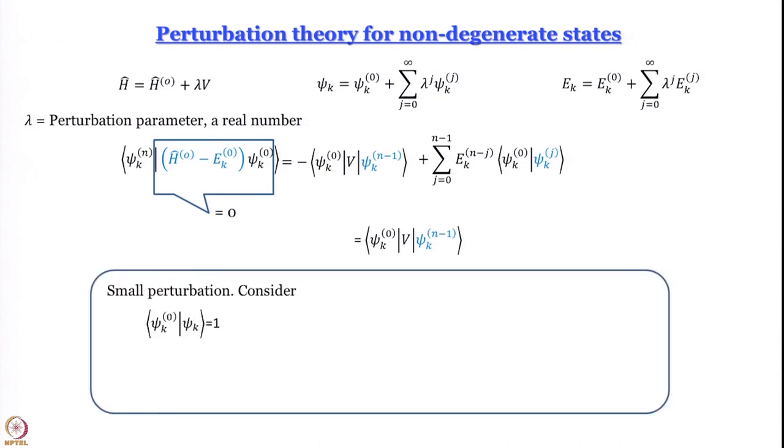Let us see. To do that, we remember that perturbation theory is valid only for small disturbances, and in fact we have said this earlier in some other context. So, without any loss in generality, we can consider that integral psi k 0th star psi k is equal to 1. Does this make sense?